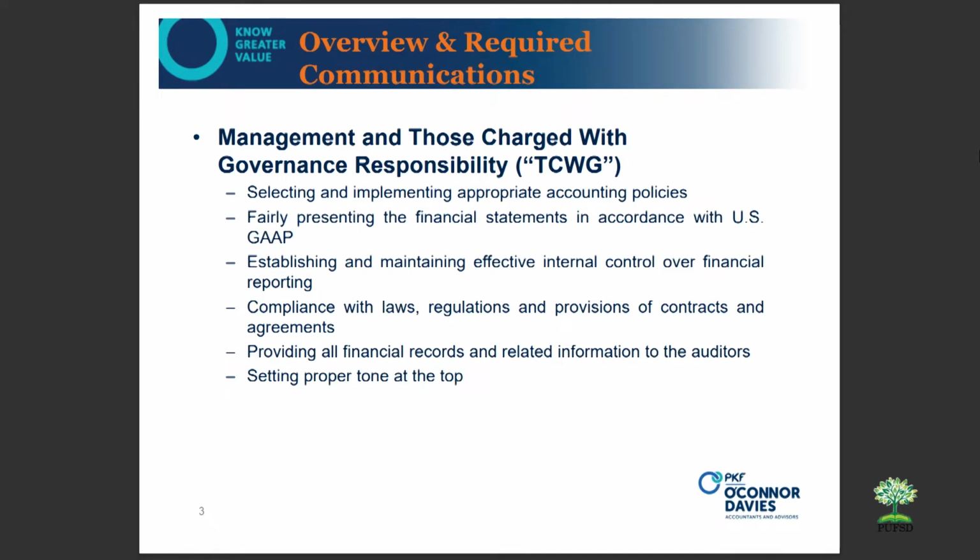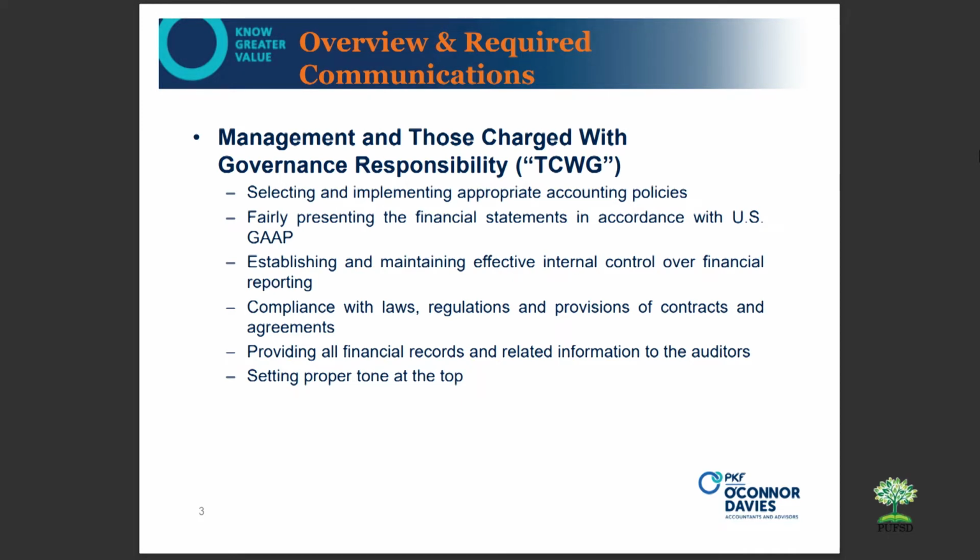So as the auditor, you folks have responsibilities and we have responsibilities. We lovingly refer to you guys as TCWG, those charged with governance. It is your role as the Board of Education to select and help the Finance Department implement the appropriate accounting policies that we say are okay with what you're doing. It's your responsibility to make sure that these financial statements that we've provided an audit opinion on are done in accordance with U.S. Generally Accepted Accounting Principles. It is your responsibility in overseeing the internal controls of the district to make sure that the financial reporting is proper. If the controls are not properly in place, then the numbers that they generate may not work.